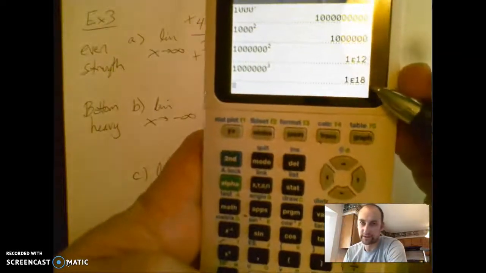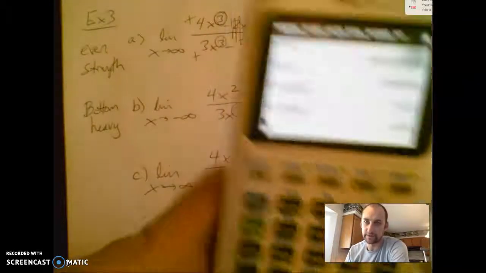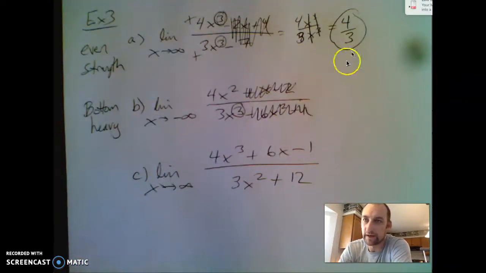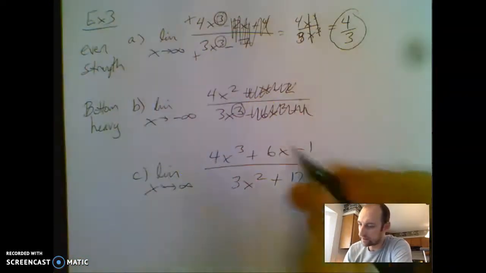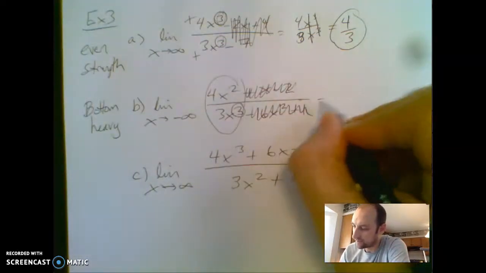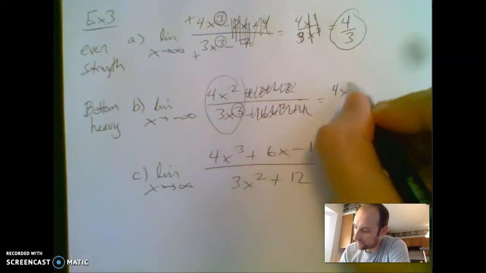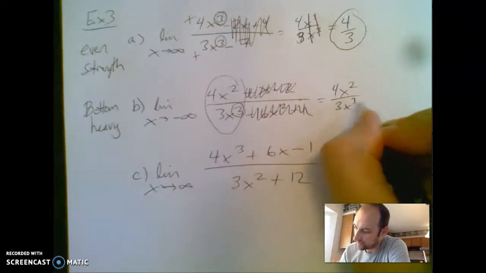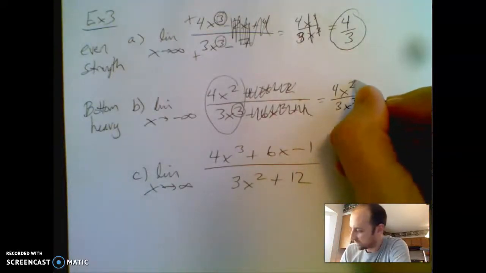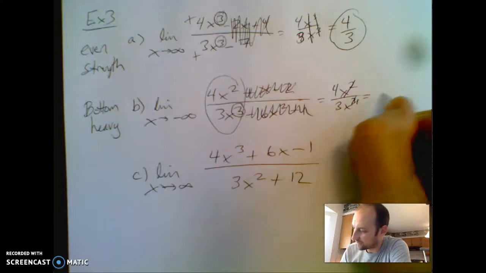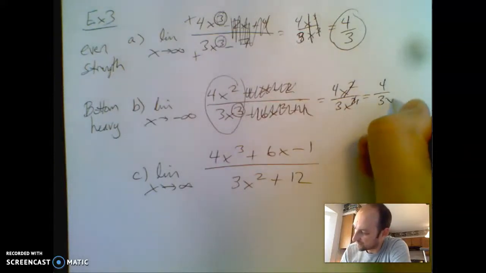So you can see that's like 1,000,000 times bigger than that one. So anyway, it just behaves like this. If I were to reduce this down, 4x squared over 3x to the third, and I canceled off x squared from the top and 2 of those from the bottom, I'm left with this.